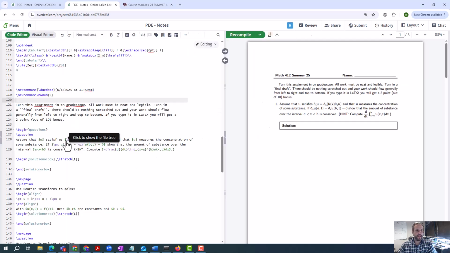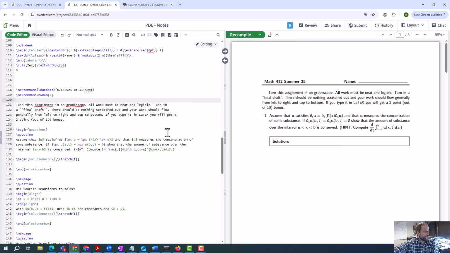Okay, sorry about that. That was for homework 3, but I'm doing homework 2, so let's start looking at the solutions for this. We want to show that u, which measures the concentration of a substance, is such that the amount of substance over this interval is conserved. Let me just read the question one more time.